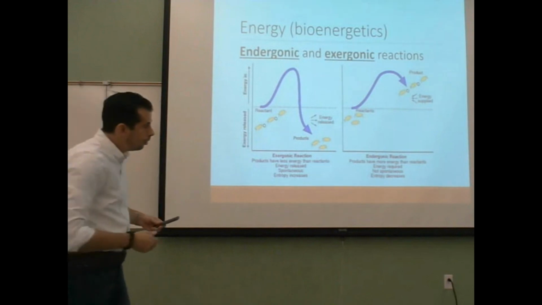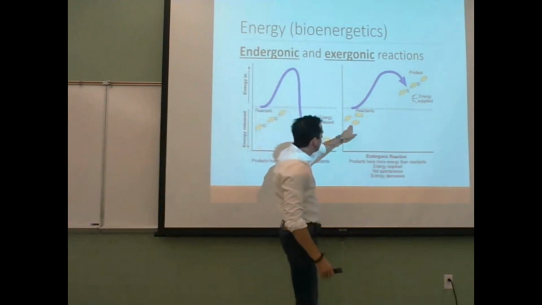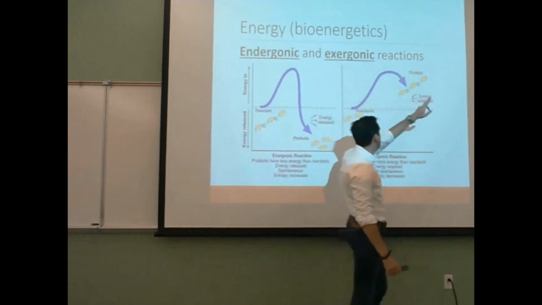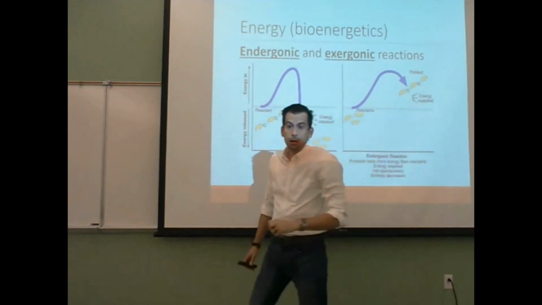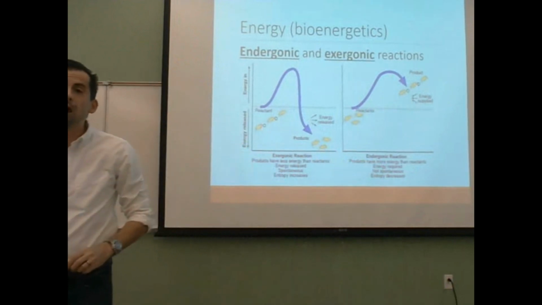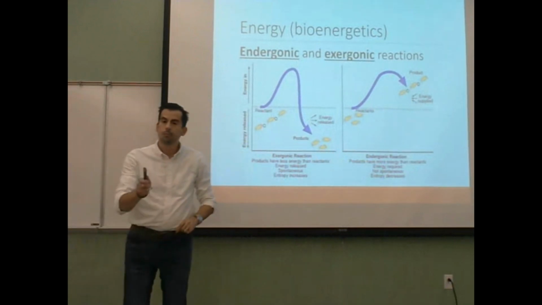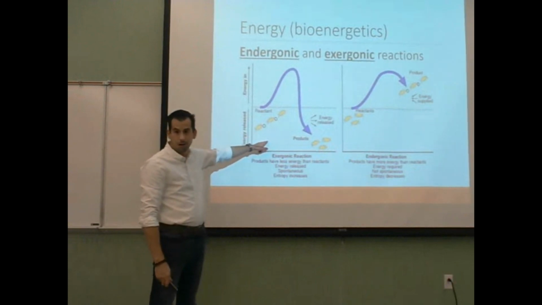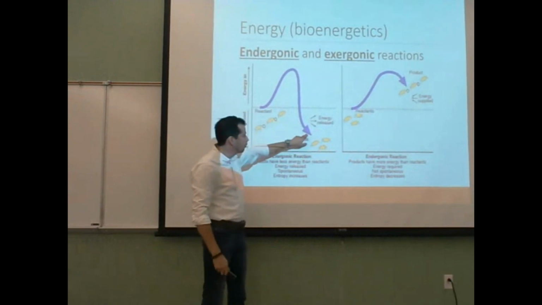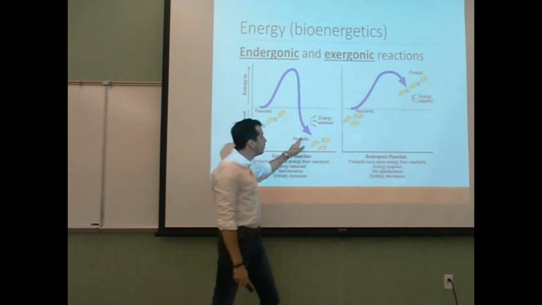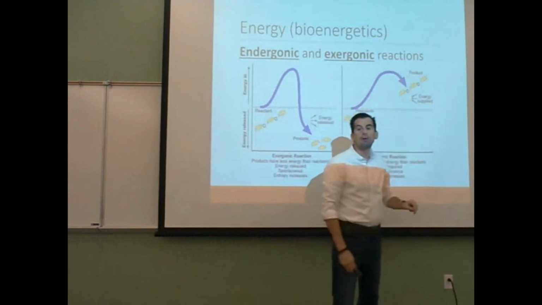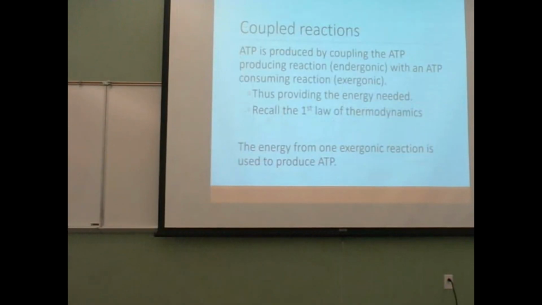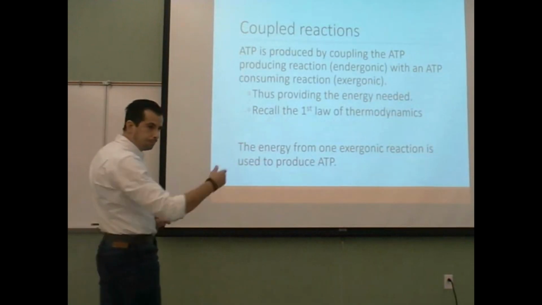So the big question is, if we want to take these individual amino acids and put energy into the system to make a complex protein, where do we get that energy from? We get that energy from one of these reactions. The energy released from one reaction that's exergonic is going to be used to power the energy-consuming reaction that is endergonic. And that's what we mean by coupled reactions.